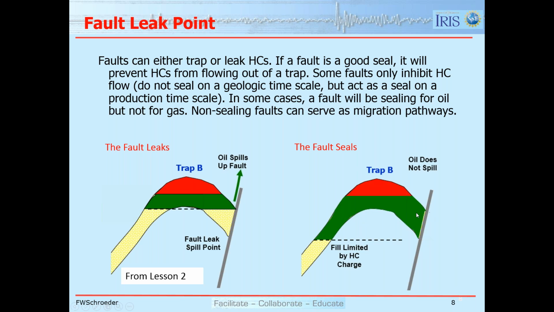If the fault seals in this case, then the limit of hydrocarbon is not controlled by the top of the reservoir where it intersects the fault. It may be controlled by a different synclinal spill point, a different fault leak point, or maybe just the volume of hydrocarbon that has been generated and migrated into trap B.